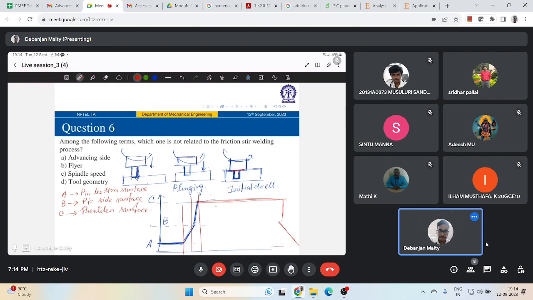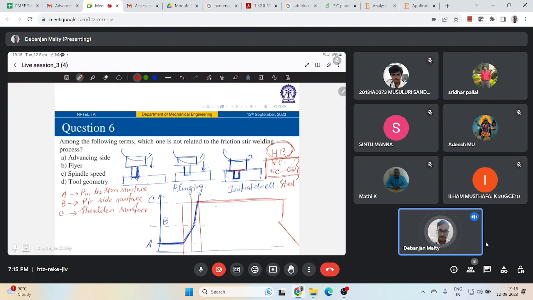Generally, what tool materials do we use? We use, let's say, H13 tool steel. You can use tungsten carbide. You can use tungsten carbide cobalt alloy. So these two metals are used mostly for welding of hard metals. Hard in the sense which can apply a resistive force very easily, like steel. So aluminium can deform very easily, right? So for aluminium, we can use this tool steel material.